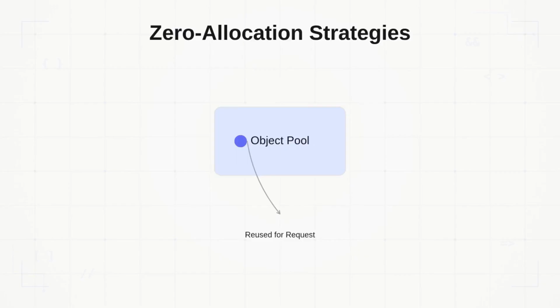For example, reusing a buffer for network I/O instead of allocating a new byte array for every packet can drastically reduce the frequency of collections. Remember, the fastest garbage collection is the one that never has to run.